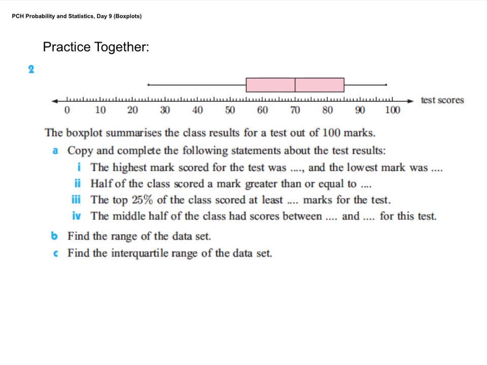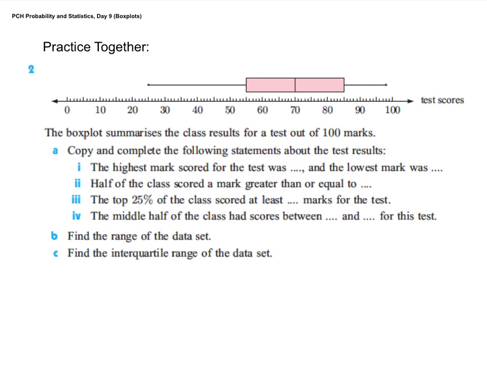Let's take this box plot here and answer some questions about it. All right? This summarizes the class results for a test out of 100 marks or 100 points. Okay? So these are the results for our students. So let's see what we come up with here.